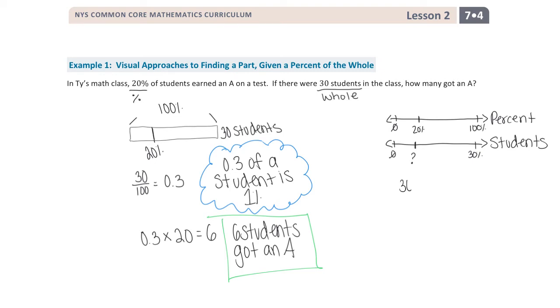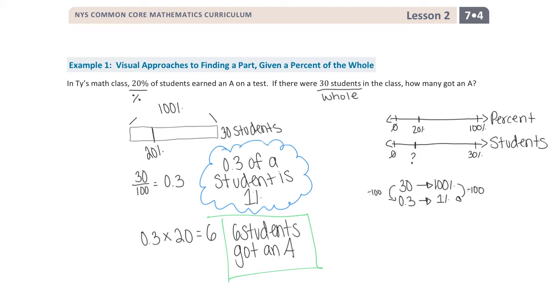Here, I know that my 30 students is equal to 100%. Now to figure out how much of a student equals 1%, I'm going to divide 100 by 100 to get my 1%. And what I do on one side, I have to do to the other. So I'm also going to divide 30 by 100. And when I divide 30 by 100, I'm going to get 0.3, which is also 3/10. So now I know that 3/10 is equal to my 1%.